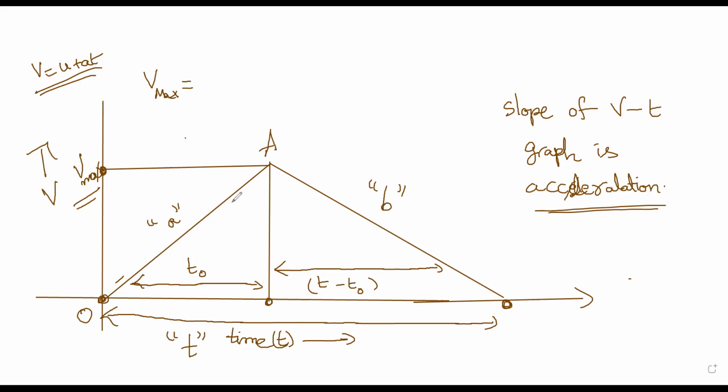It took a time of t naught. So I'll write u is 0, because my initial velocity is 0, plus a, the acceleration, into t, and it took a time of t naught. So Vmax is equal to a t naught.